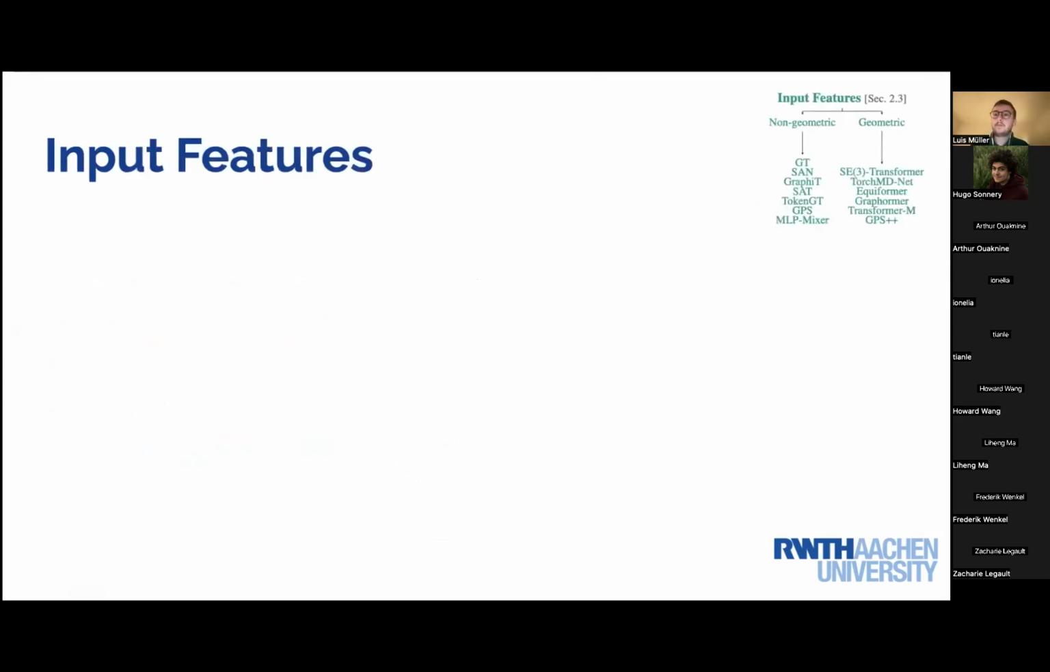All right. Next up, input features. We've already seen the standard graph, the graph that I used as an example a couple of times. We have nodes and we have edges and we have corresponding features. So sometimes we also have features on edges. For example, in a molecular graph, such a feature could determine the kind of bond that two atoms have, as an example.